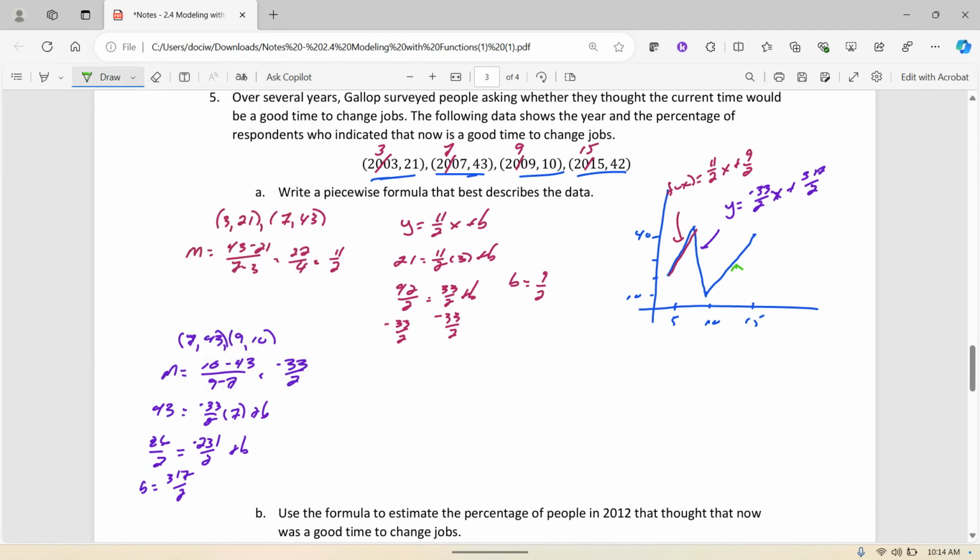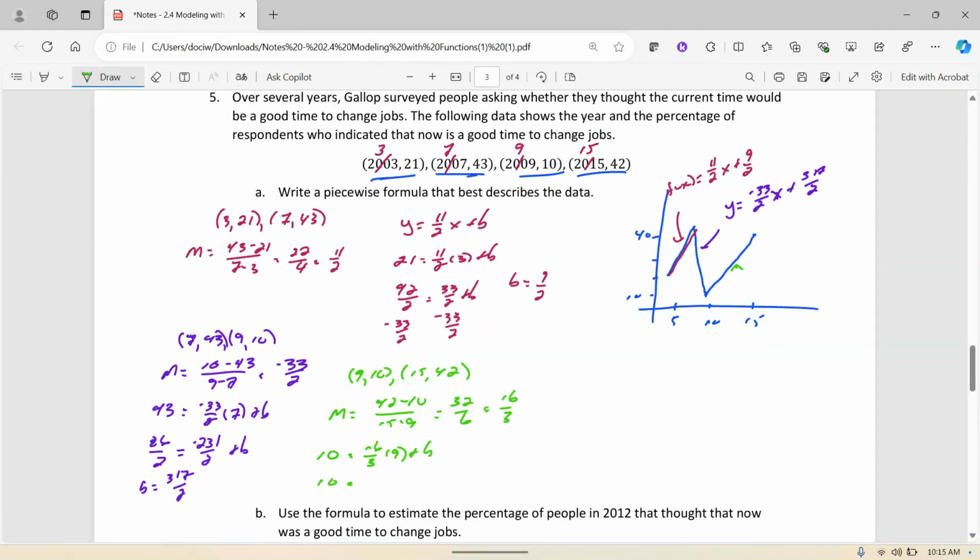For this piece, we're going to go from 9, 10 to 15, 42. So that slope is 42 minus 10 over 15 minus 9, or 32 over 6, which is equal to 16 thirds. So y, I'm going to use 10, equals 16 thirds times 9 plus b. Now 9 divided by 3 is 3, so that's nice.